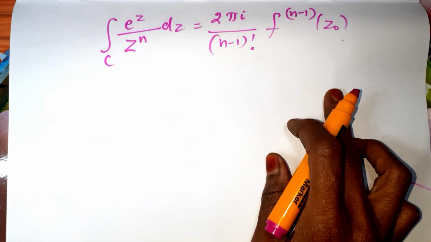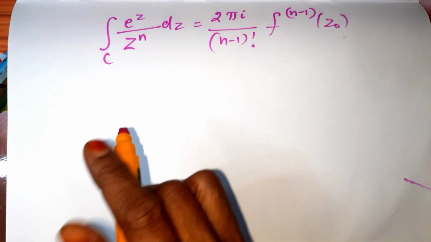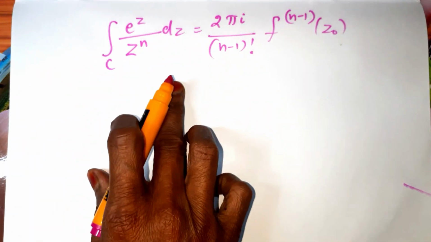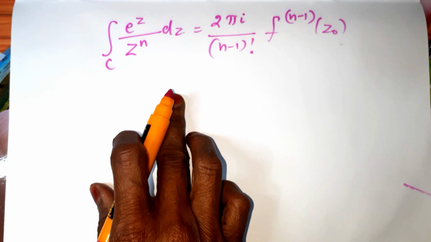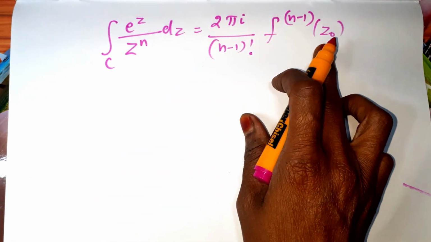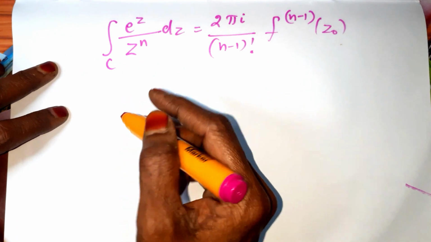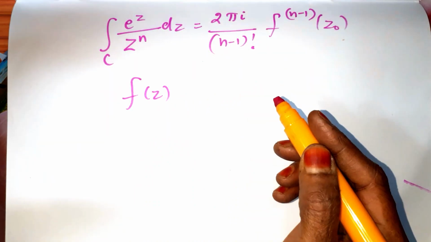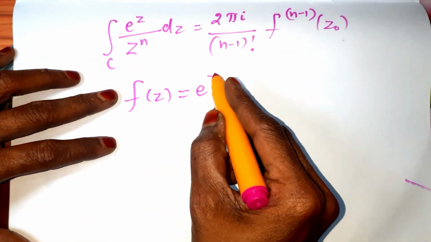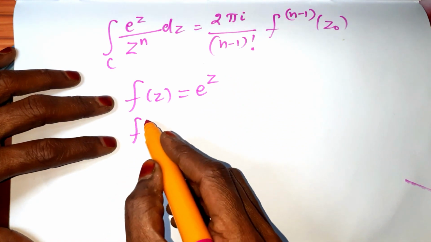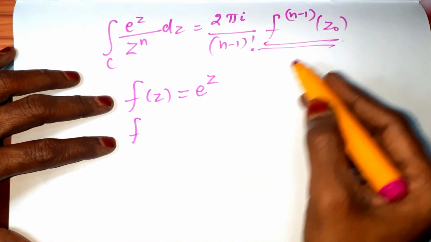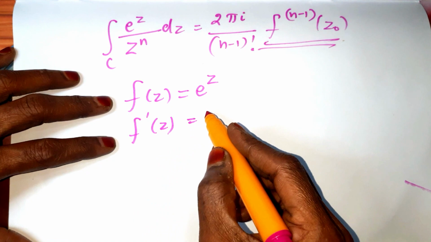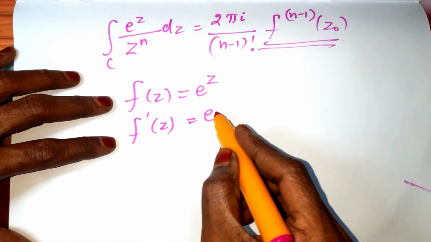So I have written the terms: integral over C e power z by z power n dz, and the formula is 2 pi I by n minus 1 factorial into f n minus 1th derivative of z0. First we have to write what is f of z. Here f of z is equal to e power z. We have to differentiate this up to n minus 1th derivative, right? So what is f dash of z? We are differentiating this once, so it is e power z.